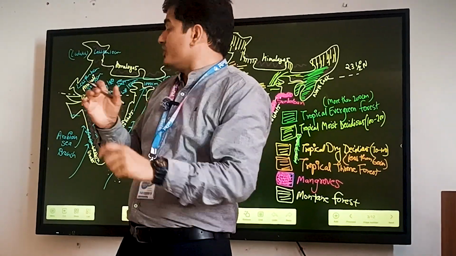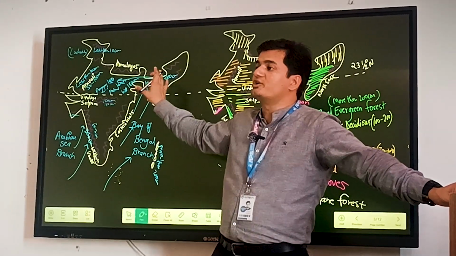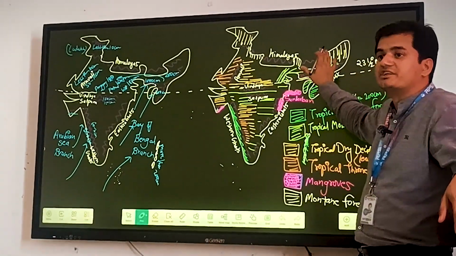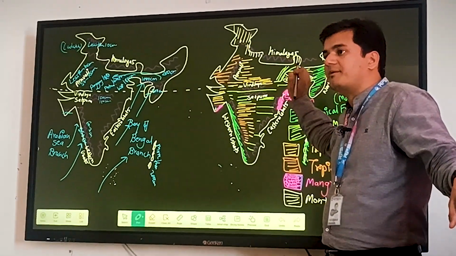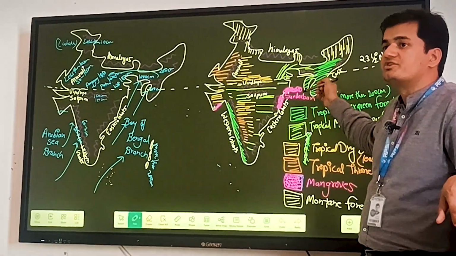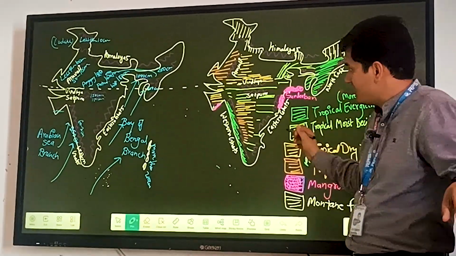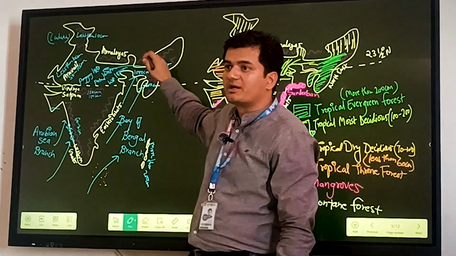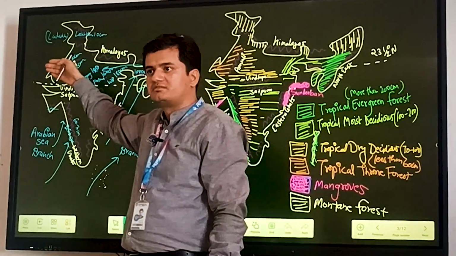And then we can see a huge amount of rainfall in northeastern India, about more than 200 centimeter. And this is the reason why we have which kind of vegetation? Tropical evergreen forest we can find in northeastern India. So here you can see the tropical evergreen forest, which requires more than 200 centimeter of rainfall, right? Then these monsoon winds collide with the Himalayas, and after collision they will move toward the western direction.